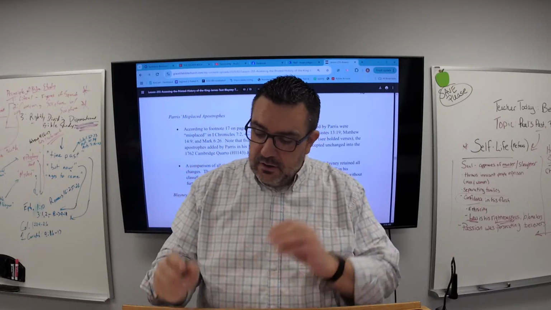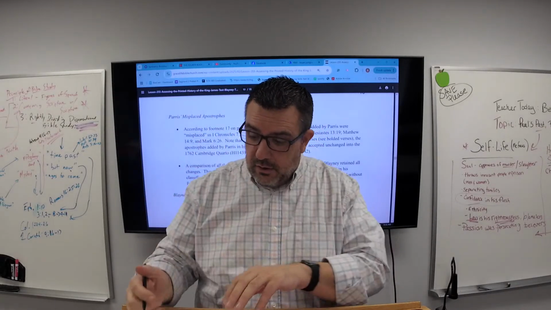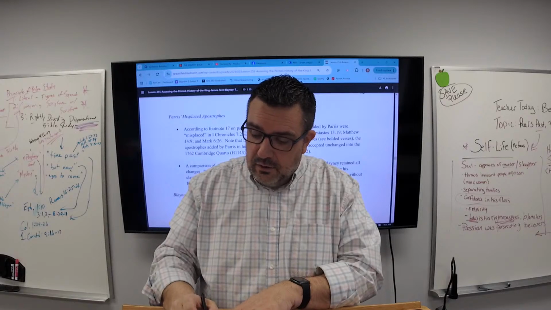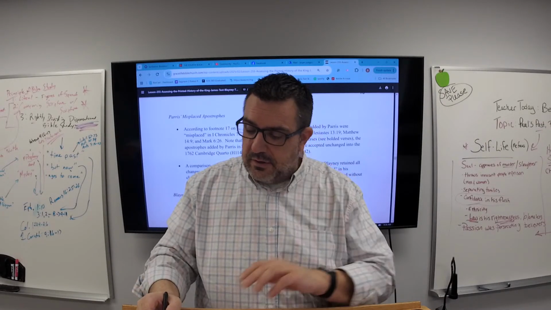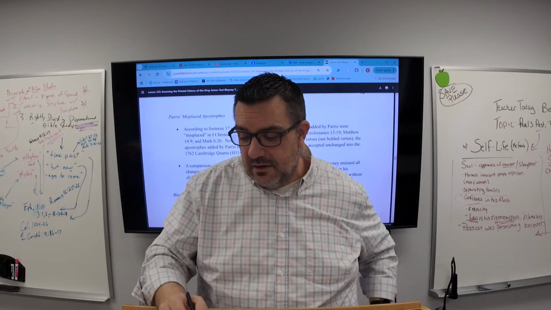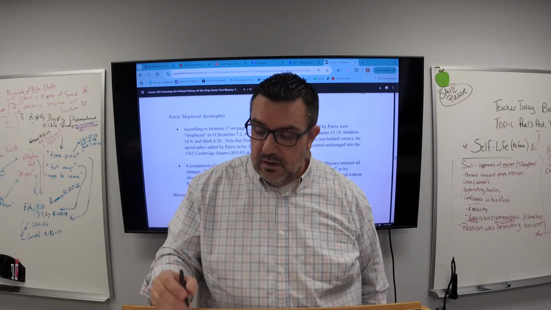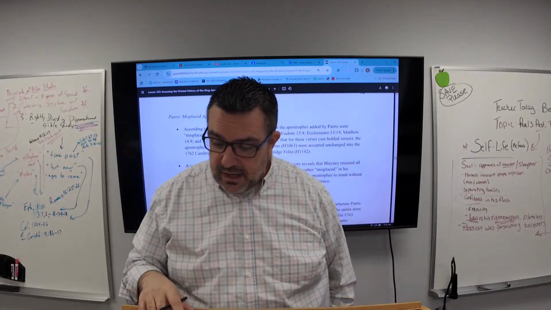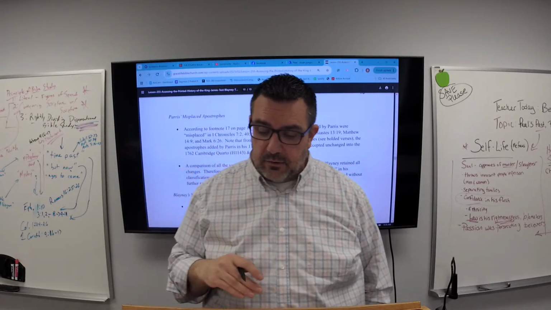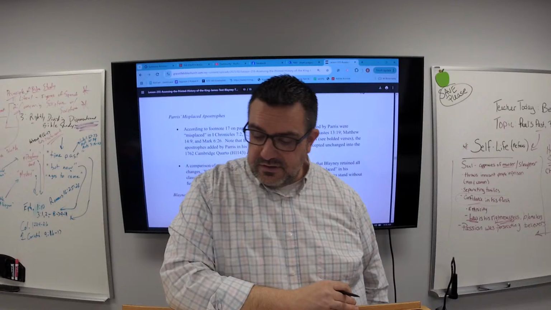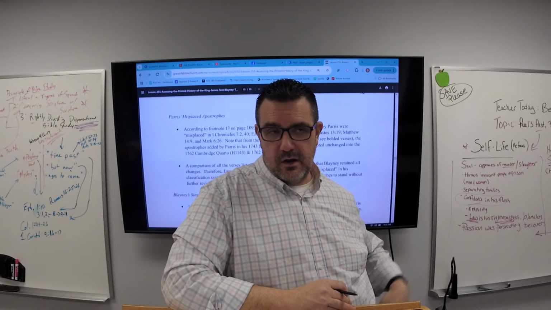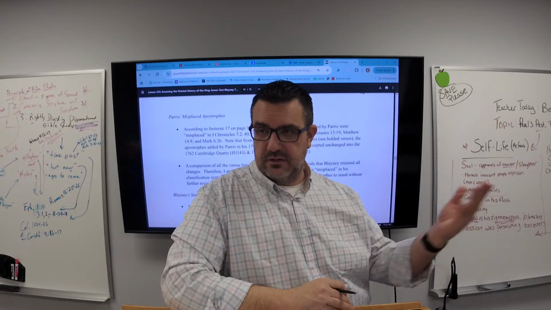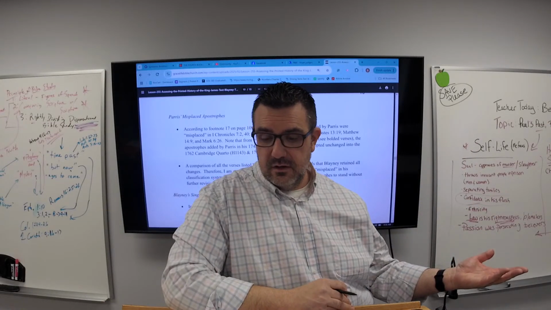A comparison of all the verses listed by Norton in this category reveals that Blayney retained all the changes. Therefore, I'm not sure why Norton calls these apostrophes, quote, misplaced in his classification system. Blayney agreed with Paris by allowing these apostrophes to stand without further revision. Norton's statement appears to reflect his subjective preference. So I don't really know what he means when he says these are misplaced.